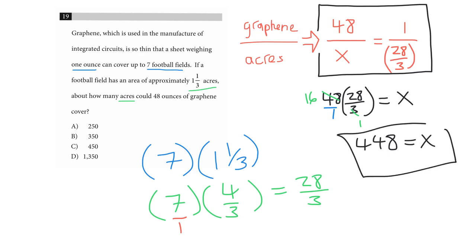Well, let's see. 450 is close, and it does say about how many acres, right? So 448 is not exactly the answer to the problem, but it does say about how many acres. So in case you get something close to the answer but not quite the answer, don't fear. It's possible that in the word problem they are asking you to estimate, and they are, because they're saying about how many. Well, about 450 acres is the answer. Moving on.